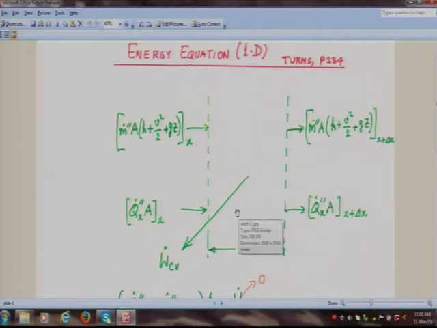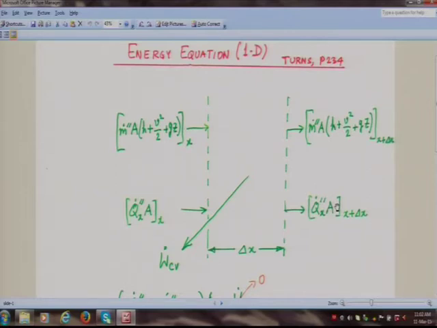So, we have this term which is m dot double prime into area into h plus v squared by 2 plus g z. This is at x, and we have a similar term here, which corresponds to the values at x plus delta x. I also have q dot x double prime A at x and also at x plus delta x, that is the other term. Now, what is q dot x double prime? It is a heat flux term. So, we will have to look at that in more detail in a few minutes.